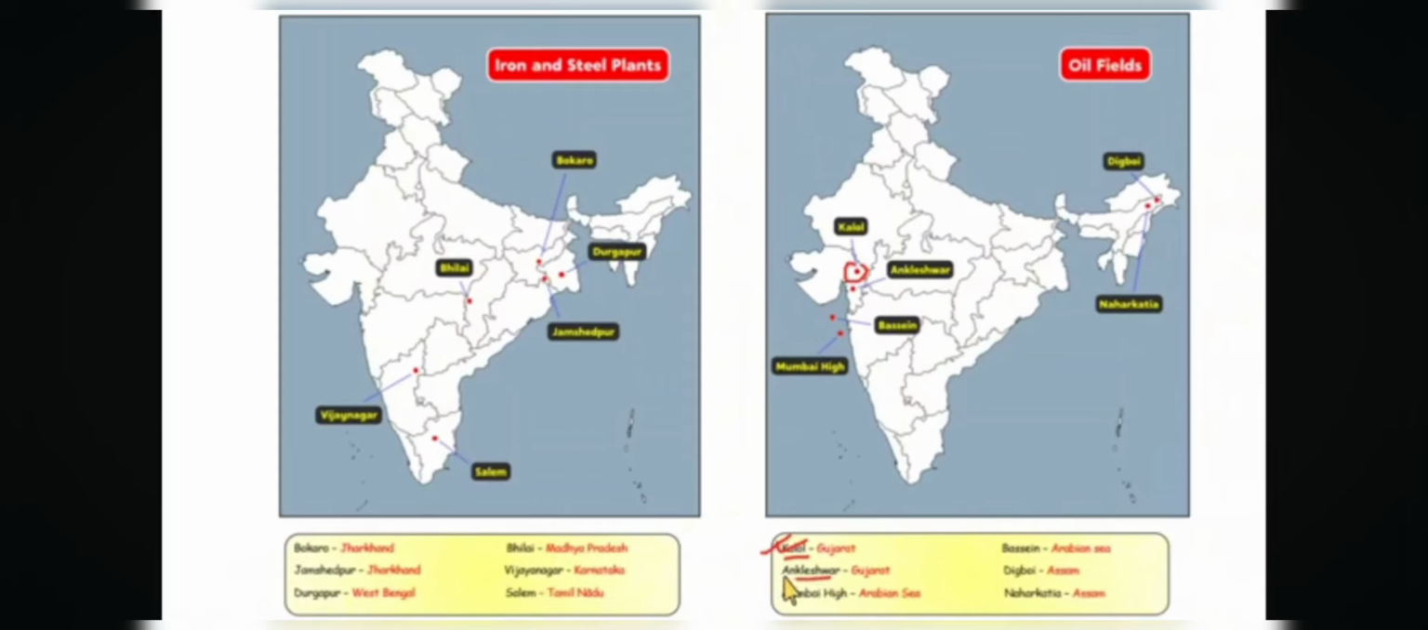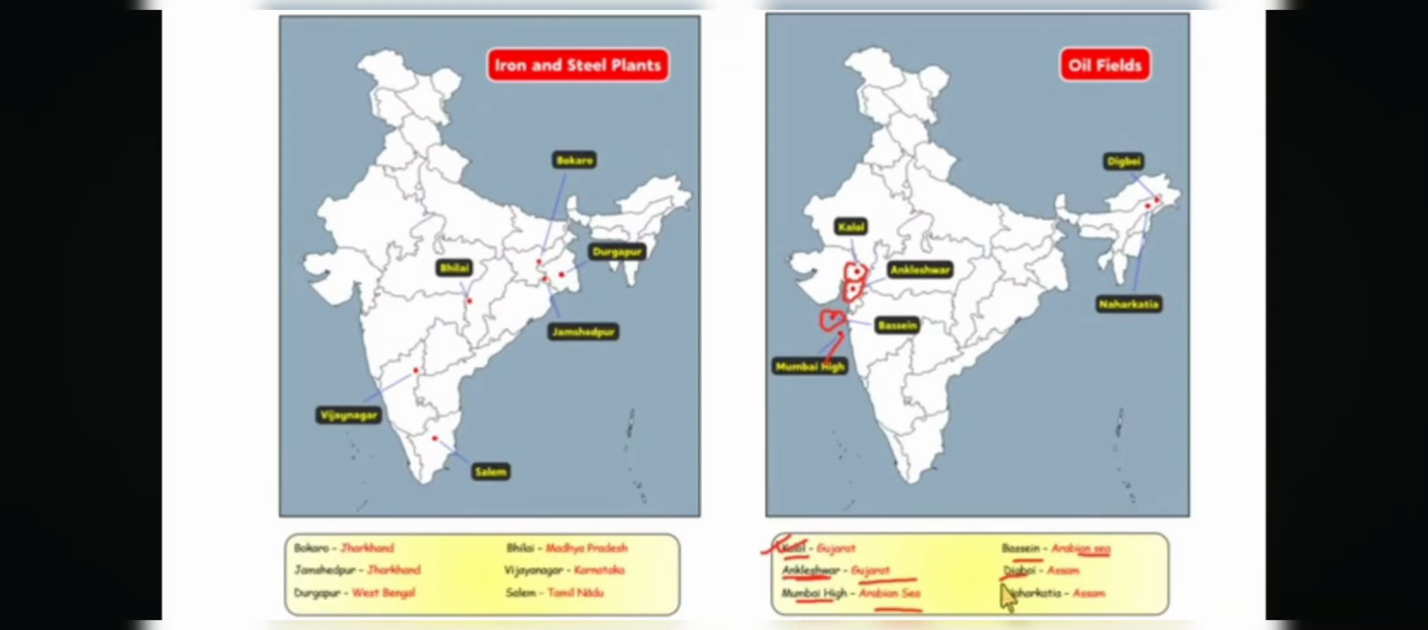After this is Ankleshwar. This is also important. It also comes in the exam. It is also in Gujarat. Ankleshwar will be somewhere nearby. After this is Mumbai High. It is near the Arabian Sea. Here. After this is the Seine. This is in the Arabian Sea. This is also right here near the Arabian Sea.